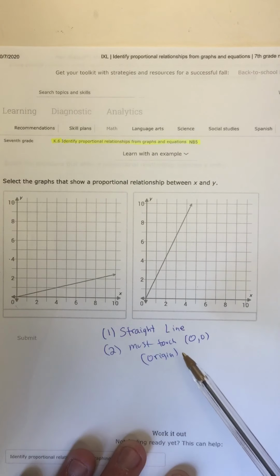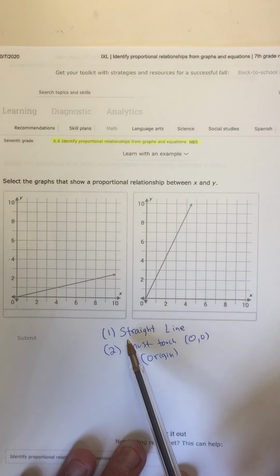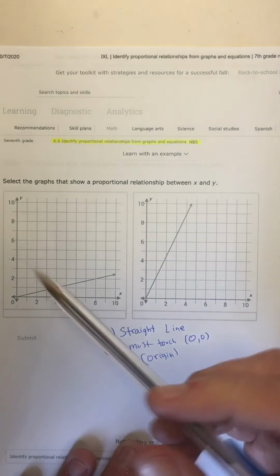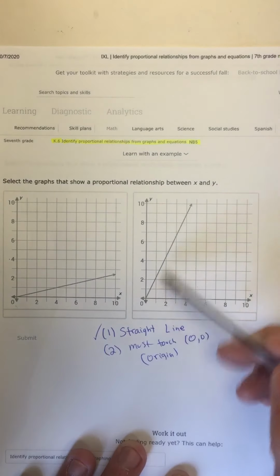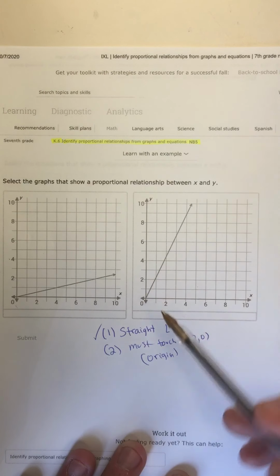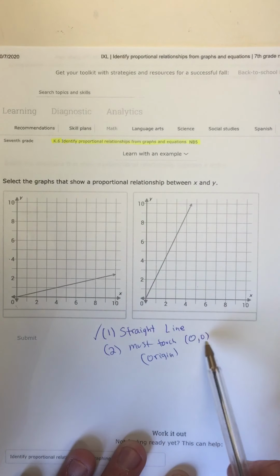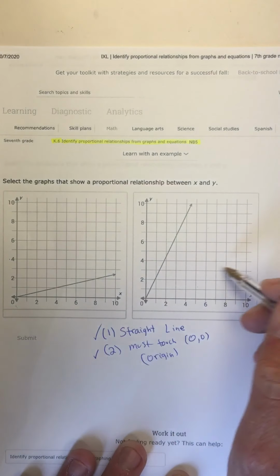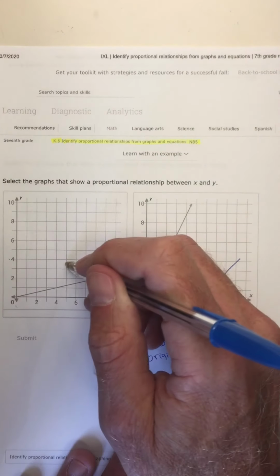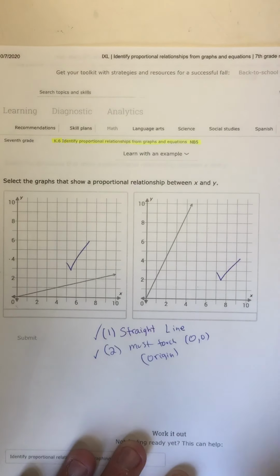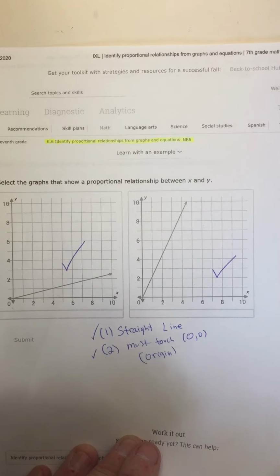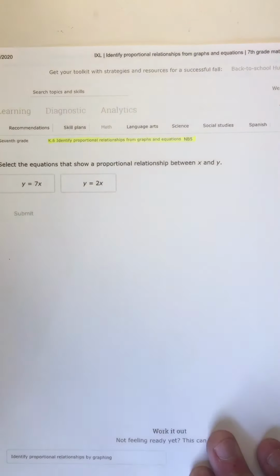Let's look at the second one. And it's pretty simple. We go through the same process. Number one, is it a straight line? Yes, it is. It's a straight line. It goes from here straight down. Number two, does it touch 0, 0, which we also call the origin? Yes, it does. So both of these, if you're doing IXL, you would click both of those, and they are in fact both graphs that show a proportional relationship between x and y.